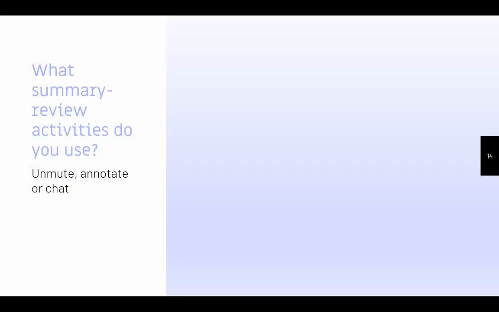You can either unmute or type in the chat, or you can open up your annotate and click on the T for text and type a text box. What summary review activities do you use?